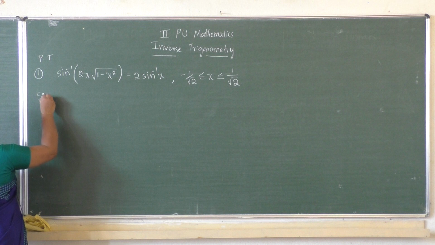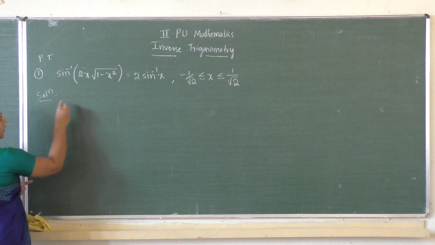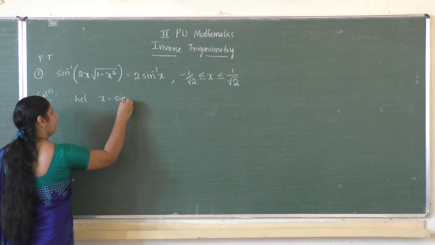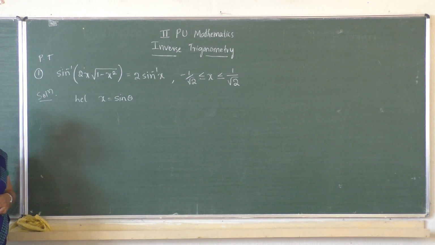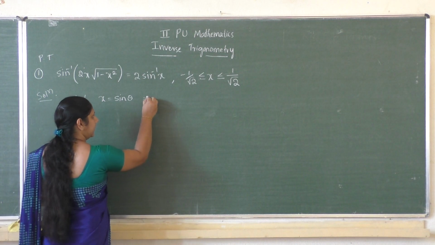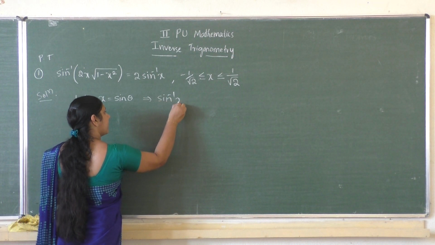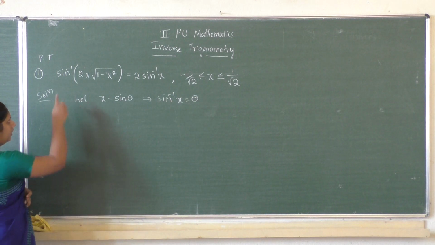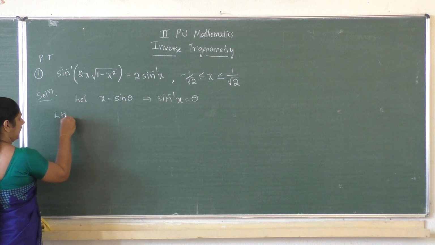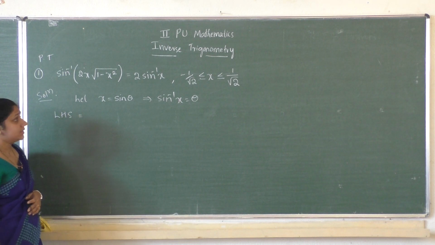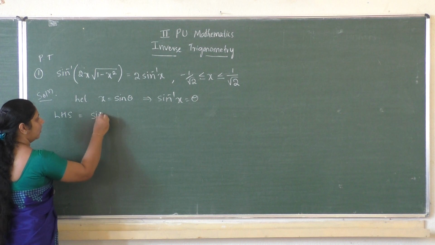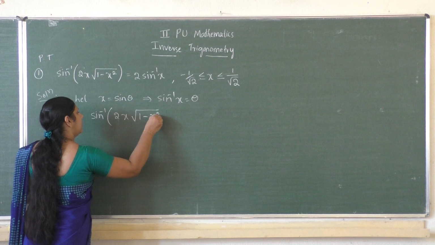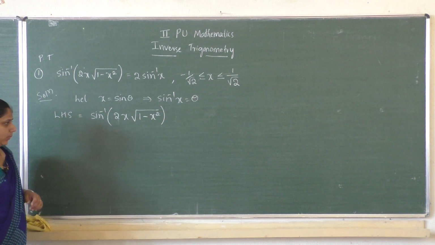So solution, let us take, let x equal to sin theta. If x equal to sin theta, then sin inverse x equal to theta. Now consider the LHS term. What is the left hand side term? It is sin inverse of 2x into root of 1 minus x square.